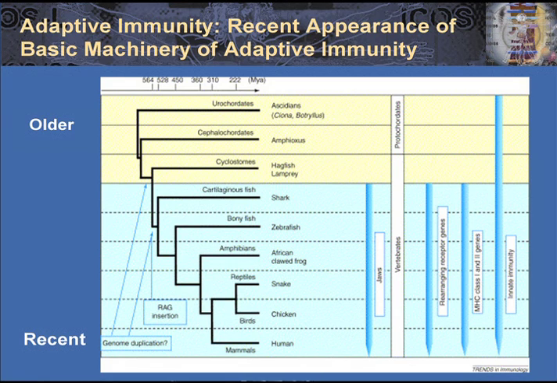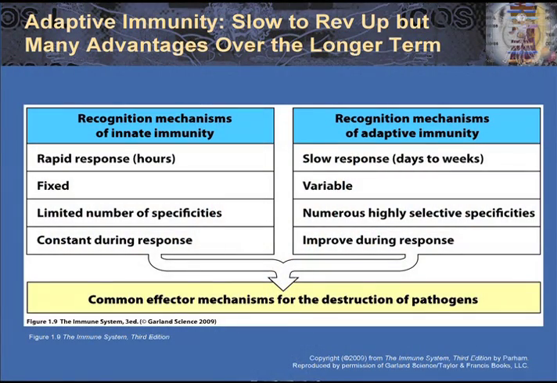You also need MHC molecules for presentation of antigens to T cells. And you can see at right that the innate immune system has been present in all of these species. So adaptive immunity is relatively recent in appearance. So again, to reiterate, at left, the innate immune system is very rapid.